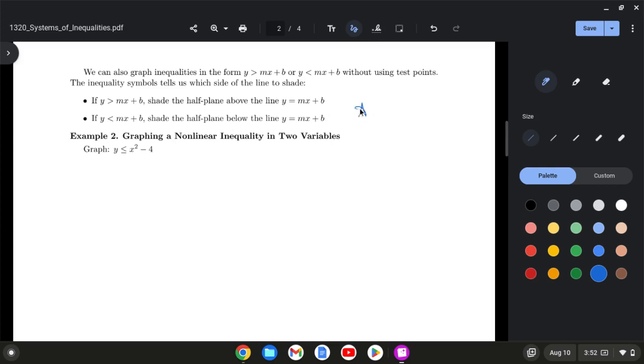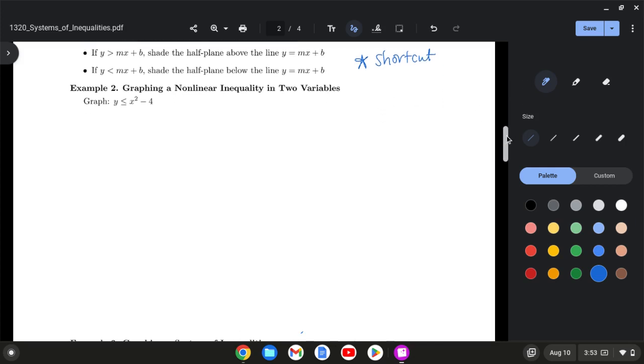So again, this is just a shortcut. I also want to point out one more time that it's only for this form y greater than or less than mx plus b. So it's only for linear inequalities. I would recommend that you still use a test point, especially if 0, 0 is not on your line, because that doesn't take too much time.